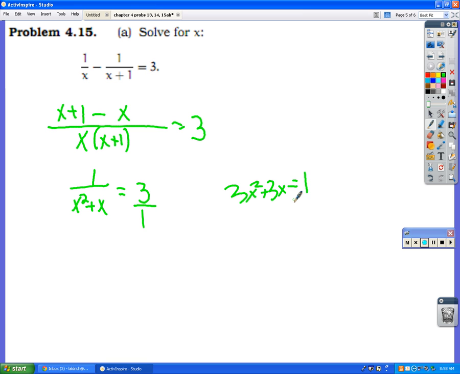Okay? And then what do I have to do to solve that? That is equal to 0 because it is a quadratic. And then where do we go from there? Quadratic formula. Okay? Or you can do that on your calculator.